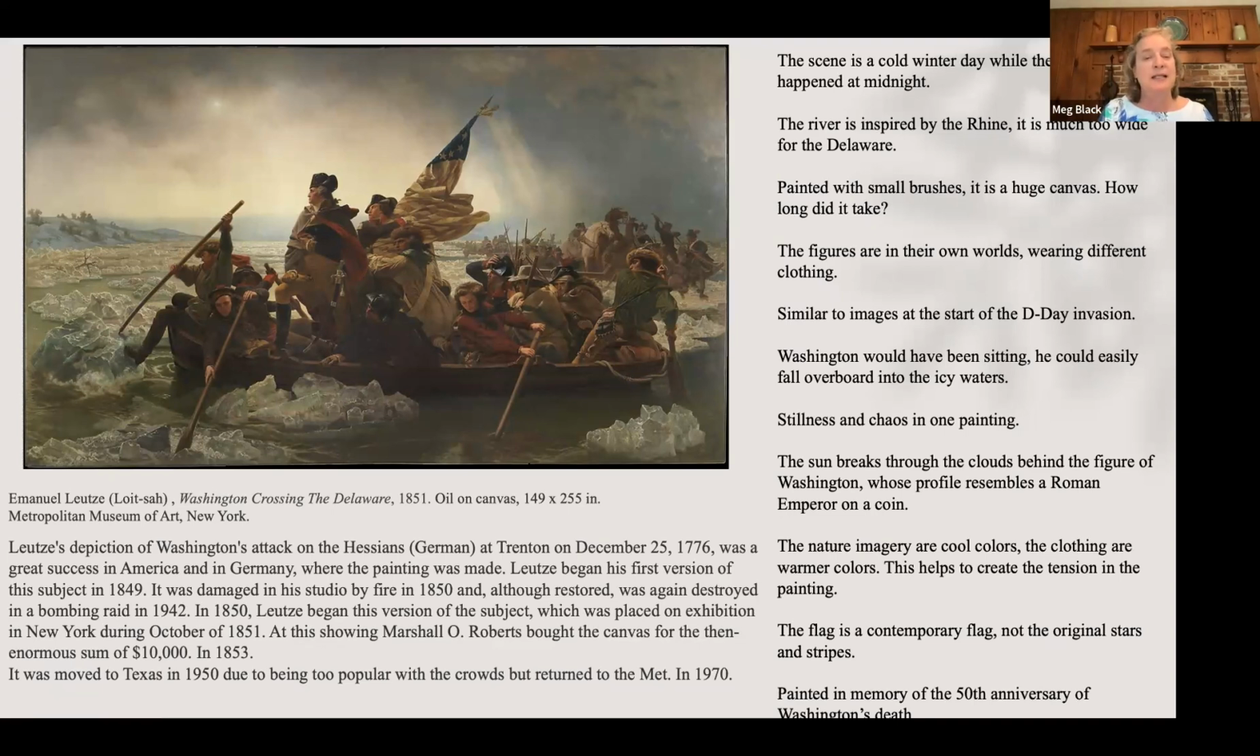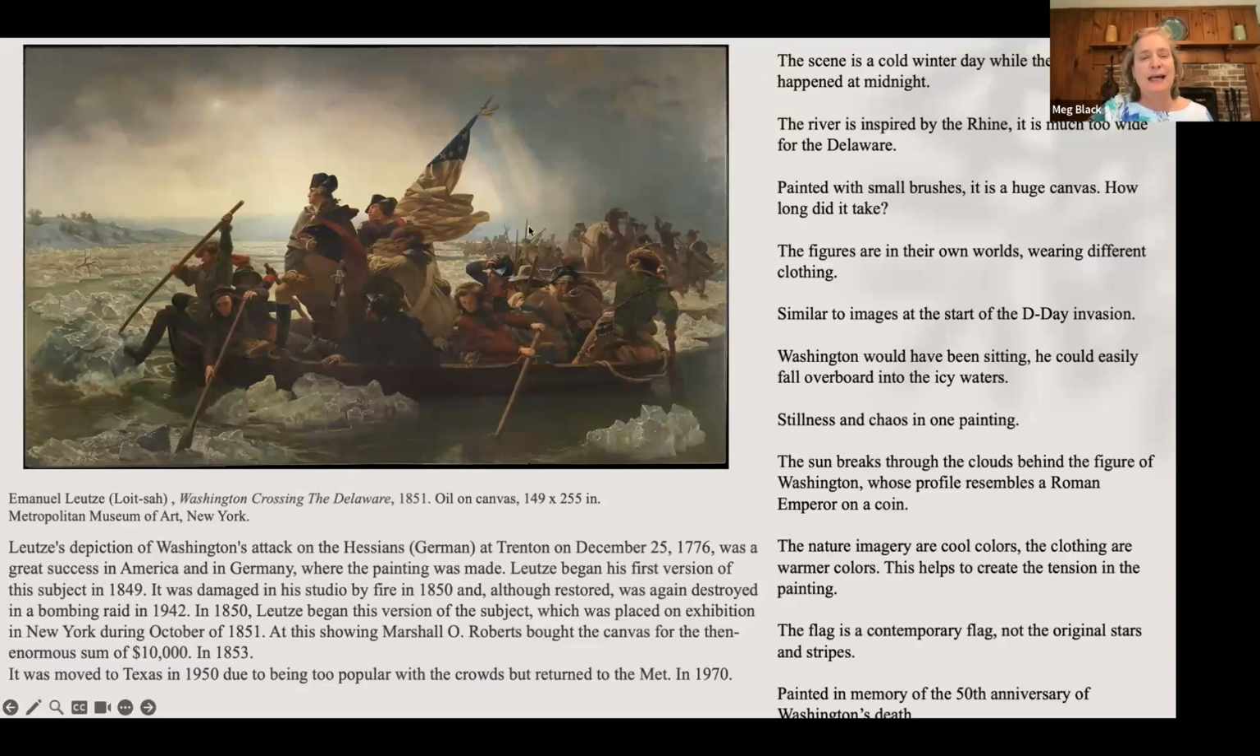And then there's a lot of stillness, right? And we see this triangular composition, which is very famous at this time period, in this very chaotic scene. And the sun is breaking through right over Washington's head. Isn't that amazing? What a coincidence. And he looks very much like a Roman emperor on a coin. If you look at Roman coins, they have that profile look. The natural imagery is very cool colors, and the soldiers are mostly warm colors.